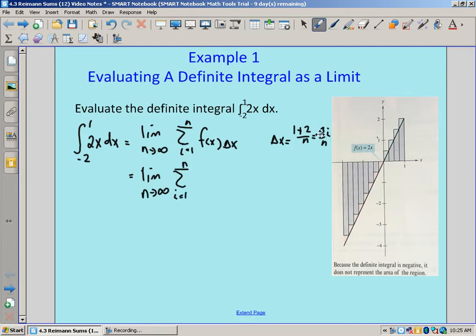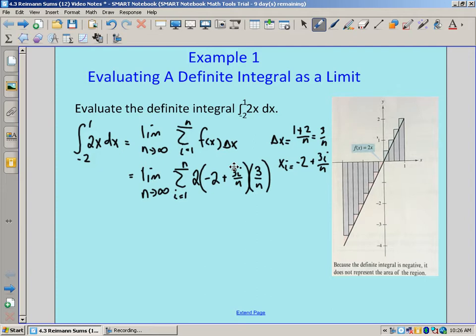When we plug in 3i over n, we have to take into account that we're not starting at 0, that we're starting at negative 2. So that's going to go into our function. Well, our function is 2 times x, and so 2 times this x sub i, which is really negative 2 plus 3i over n. The 3i over n is our counting number that we got when we were dealing with our delta x, and our negative 2 is where we're starting from at the bottom of our integration. So this is my f of x, and then that gets multiplied by my delta x, which is 3 over n.